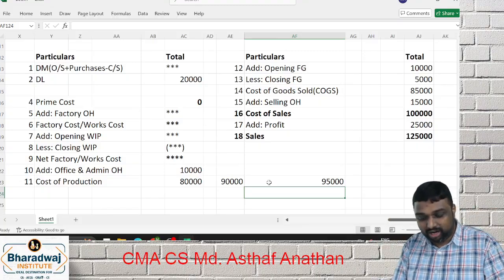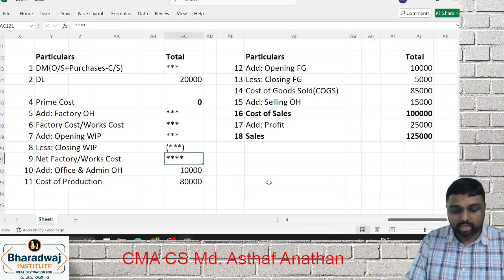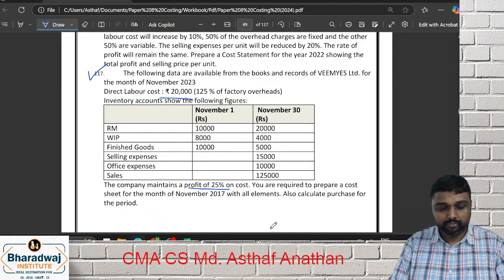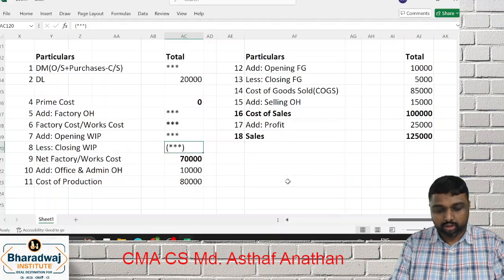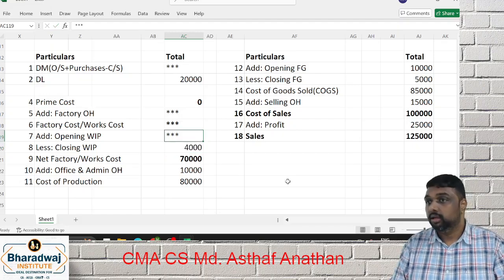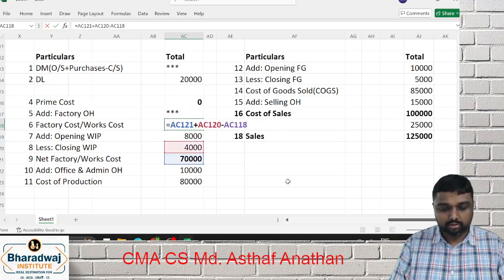There are a lot of shortcut methods, even if you are not good in maths. Now net factory cost will be what? 17,000. What is the closing WIP? 4,000. What is the opening WIP? 8,000. So for your net factory cost, this you have to add, this you have to subtract, and you will get it.